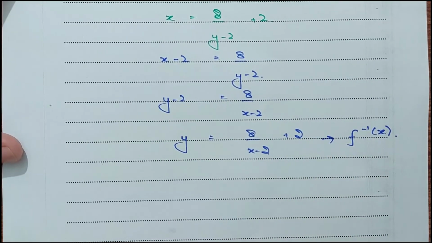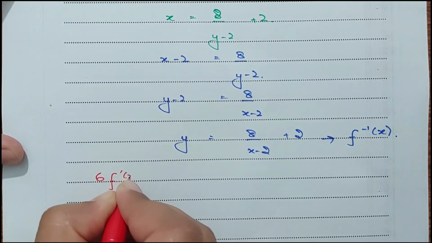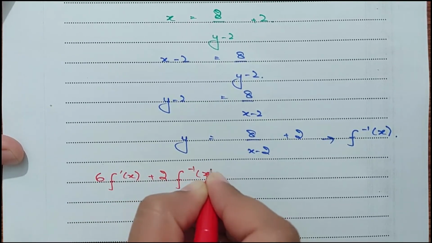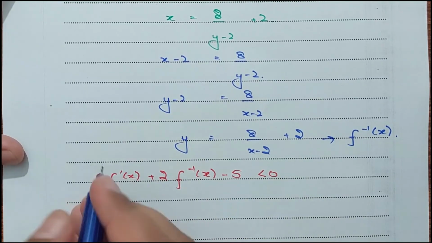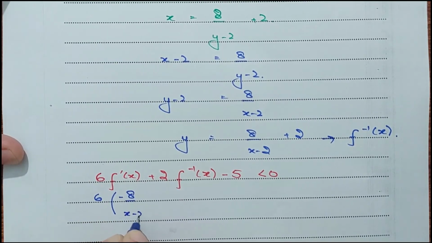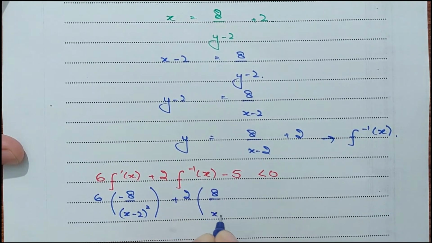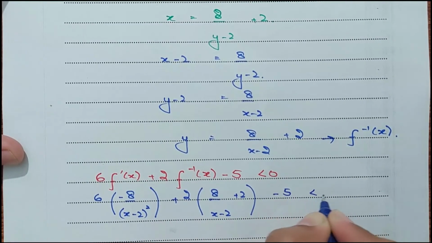All right, now let me solve the inequality. Rewrite the inequality, which is 6 f prime of x plus 2 f inverse of x minus 5 is less than 0. So 6 times f prime of x, which is minus 8 over (x minus 2) squared, plus 2 times f inverse of x, which is 8 over x minus 2 plus 2, and negative 5. This is less than 0.